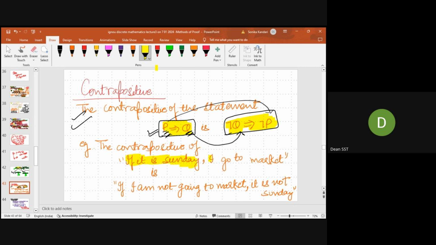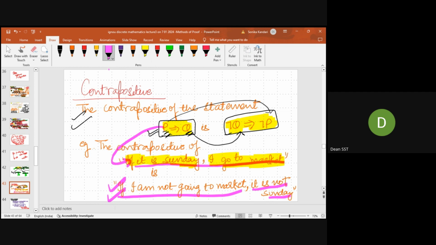In simple English, how can we write it? If it is Sunday, I go to the market. Simple statement. What is its contrapositive? If I am not going to market, it is not Sunday. Is it clear? P implies Q: if it is Sunday, I will go to the market. The contrapositive: if I am not going to market, it is not Sunday. Reversing, Q is coming to the left hand side with negation, and P is coming to the right hand side with negation. In a simple English statement, this is the example. This is known as contrapositive.